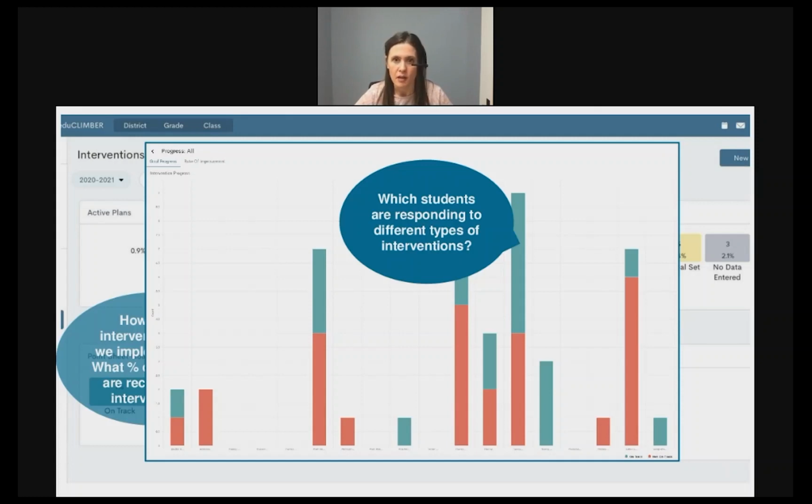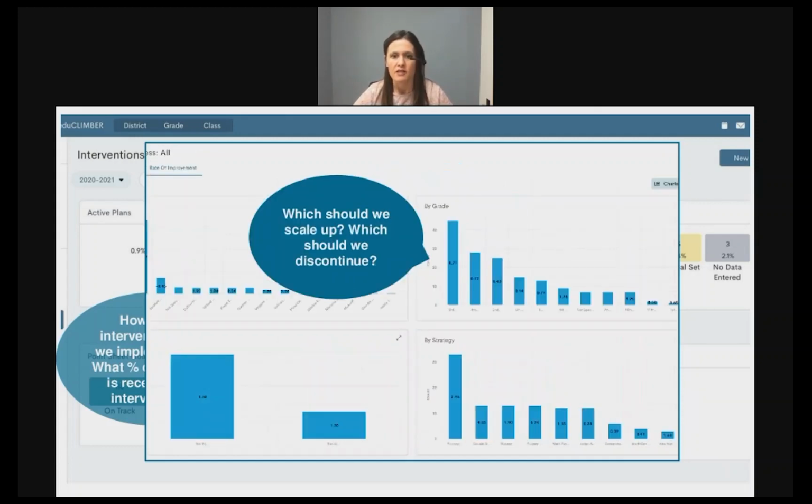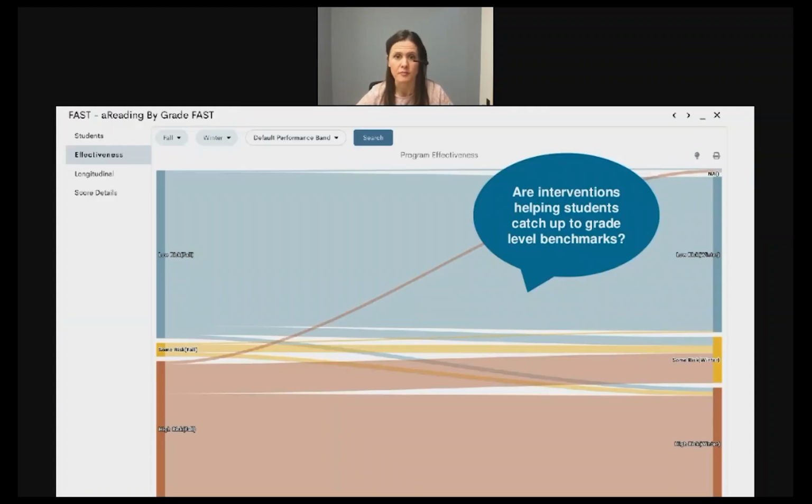Because that might tell us a couple different things. It might tell us that some students just aren't responding to the intervention because it's maybe not the most effective intervention. Maybe we haven't trained people appropriately on how to do the intervention. But being able to drill down into the data is really important. So in this case, I'm asking, which interventions should we scale up? Which ones should we discontinue based on the student's response to the intervention?